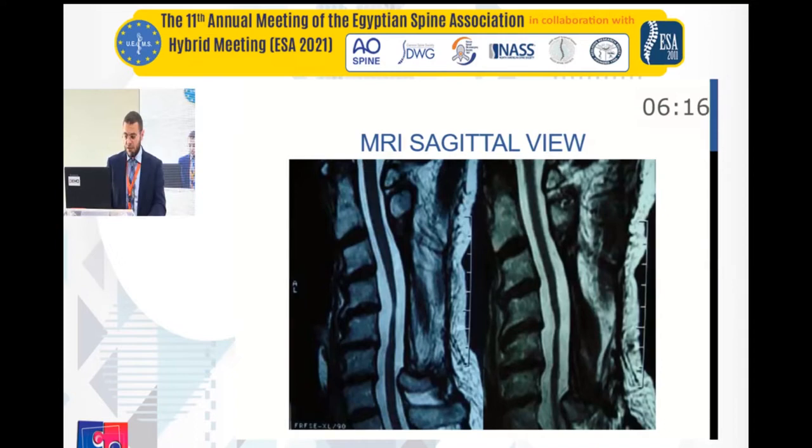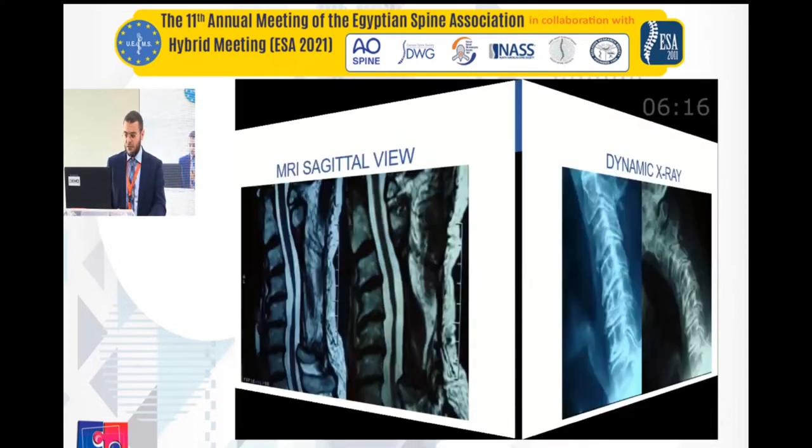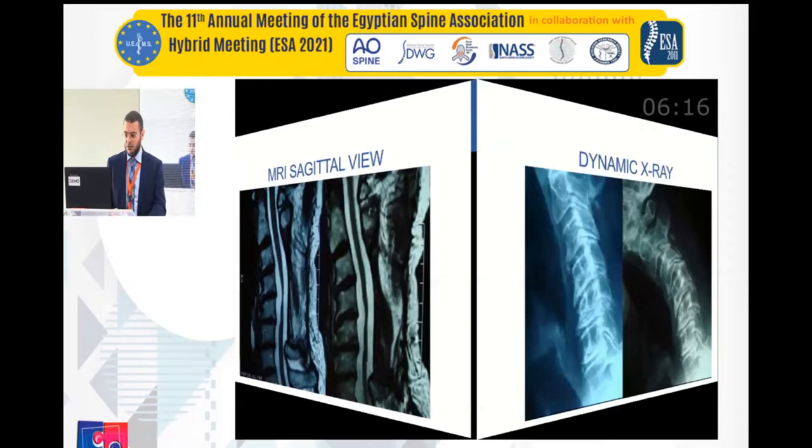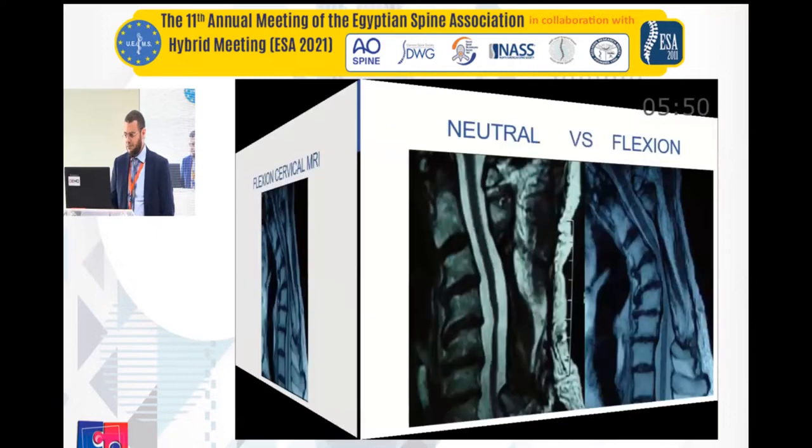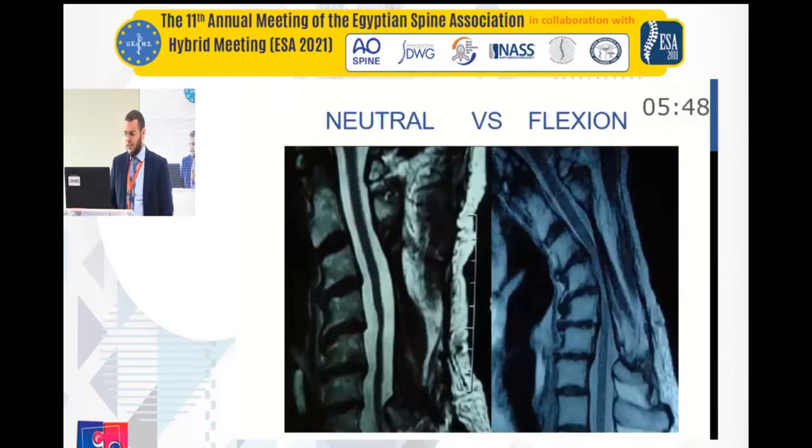We did a dynamic X-ray. As we all know, there's a kyphosis, but when you see the flexion MRI, you can see a very significant cord compression posteriorly, with the scarring element that this patient has after laminectomy. Each time this patient flexes his neck, there's trauma to the spinal cord, with compression and squeezing of the spinal cord, as you can see. This is when you compare the neutral and flexion in the same patient. It's very significant cord compromise with dynamic movement of his neck.